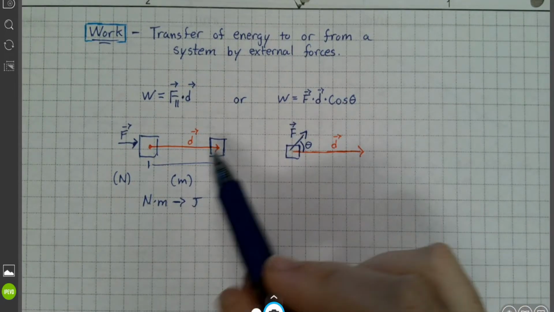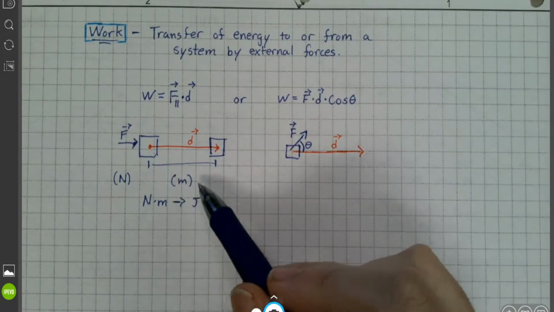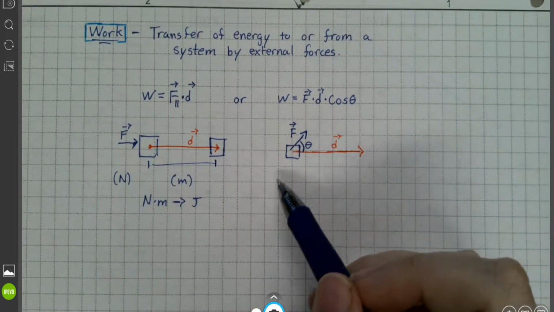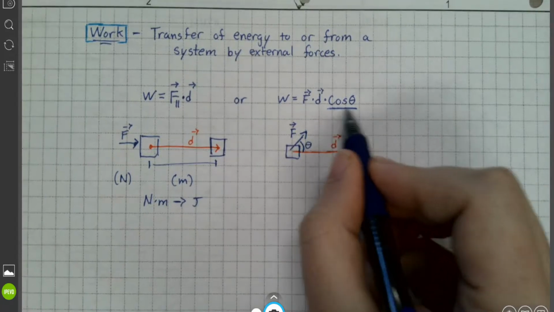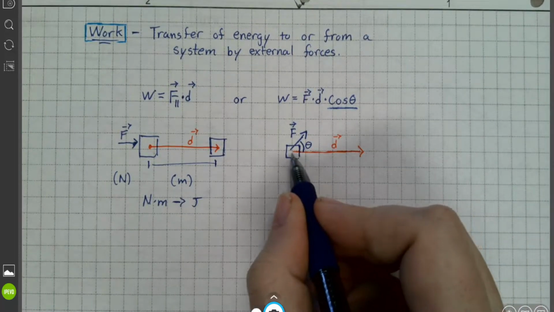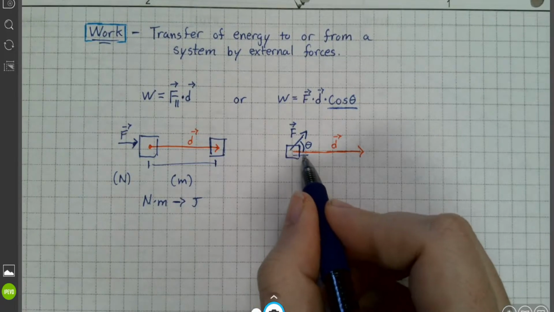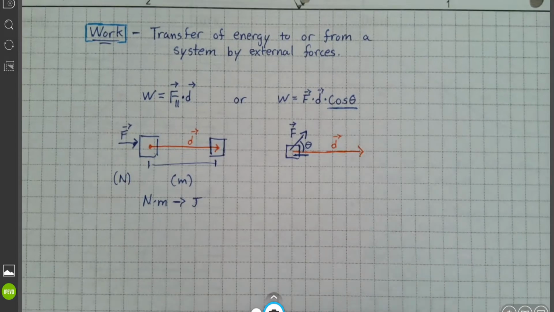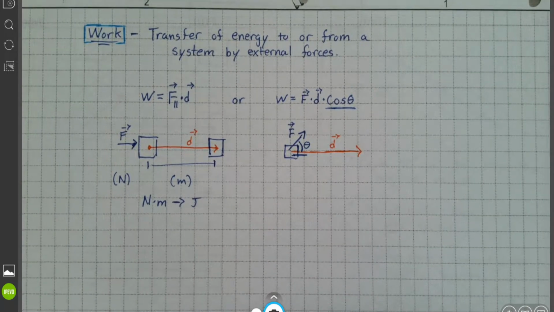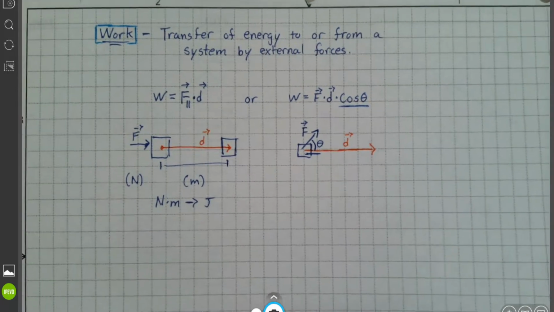Okay, your force will still be in newtons, your displacement will still be in meters, and you'll still get joules for your answer. But what you're really looking for here is the cosine theta, which will give you the horizontal component that is in line with the displacement vector. So that's ultimately what we're looking for. Let's look at a couple of case examples for how this would actually work out.